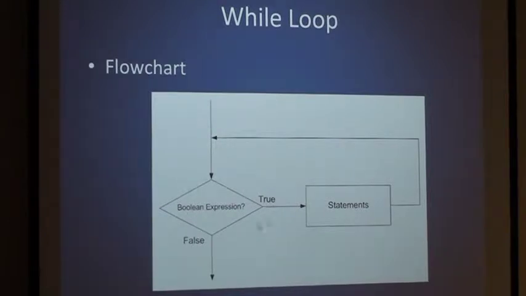So this is what the flowchart looks like. Boolean expression, if it's true, keep doing these statements over and over as long as this statement is true. This condition is true. When it becomes false, you'll continue with the rest of the program. Please note this test is made after each time you do all the statements, okay?